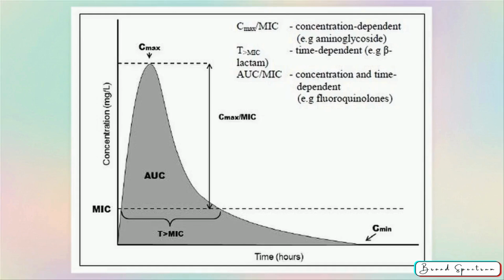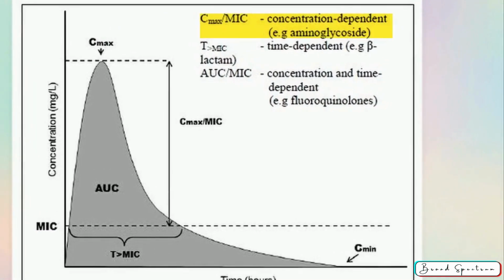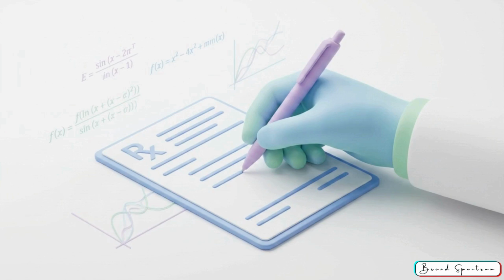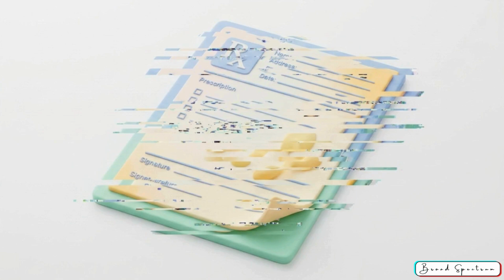This chart visualizes total systemic drug exposure as the area under the curve. The peak is Cmax. The dashed line is the minimum inhibitory concentration threshold. Aminoglycosides require high initial doses to maximize the Cmax to MIC ratio. Beta-lactam antibiotics rely on maximizing the time spent above the MIC threshold. Standard drug dosing regimens are designed specifically to achieve these mathematical ratios. But these standard dosages assume the patient's underlying physiology remains stable.